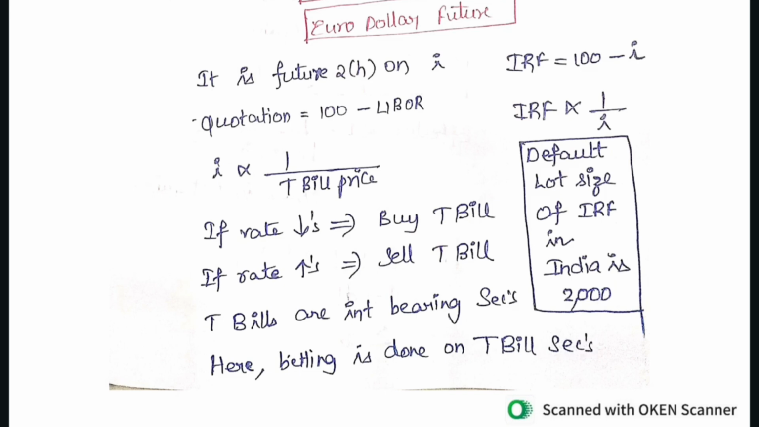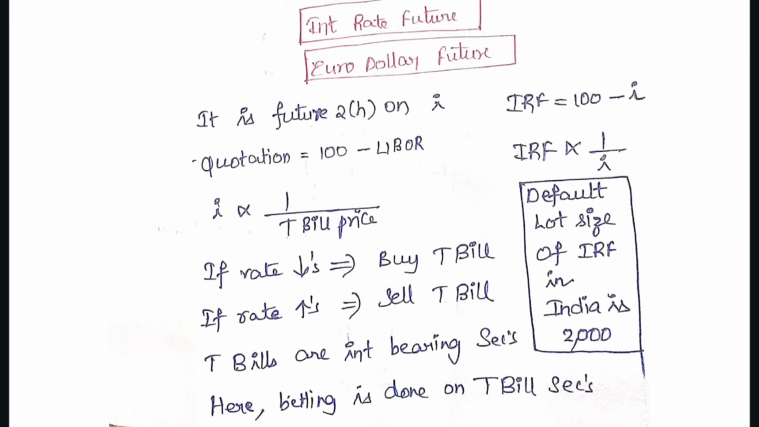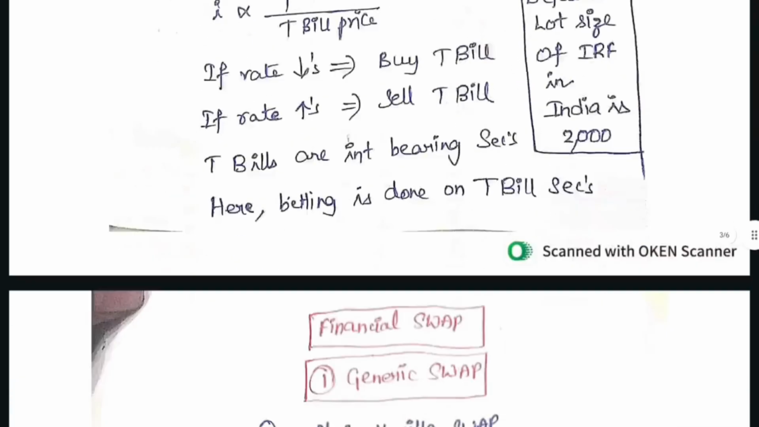T-bills are interest-bearing securities. In case of an interest rate future or Eurodollar future, betting is done on T-bill securities. Interest rate future equals 100 minus interest rate. Interest rate future is inversely proportional to interest rate. The default lot size of interest rate futures in India is 2000.